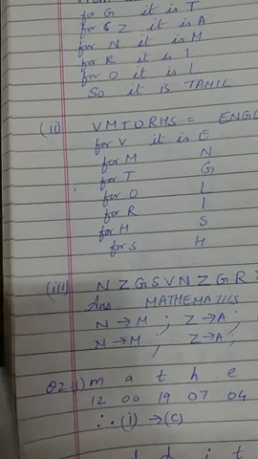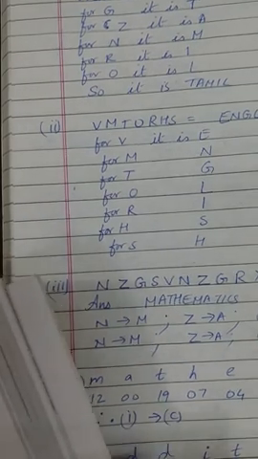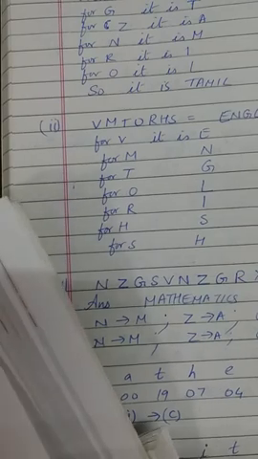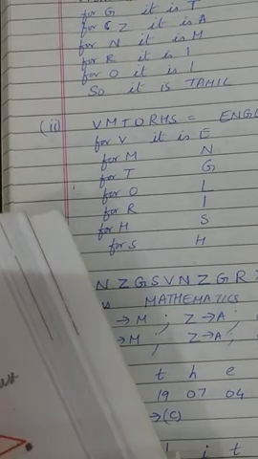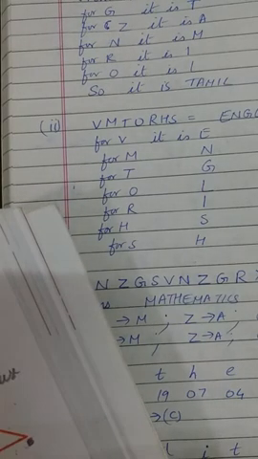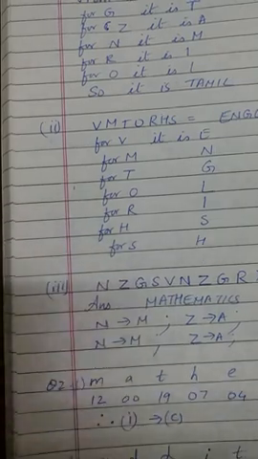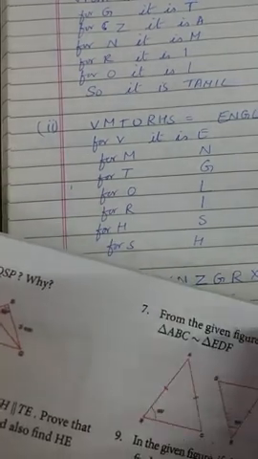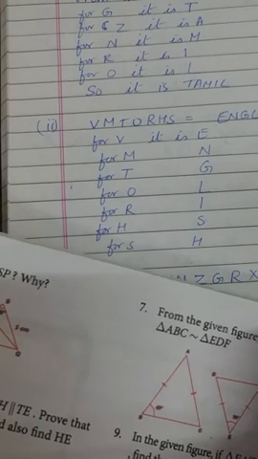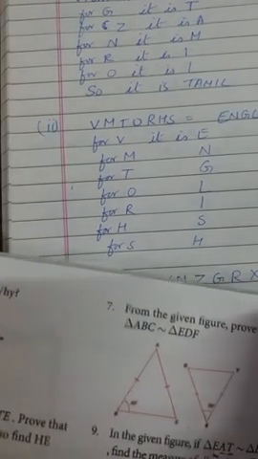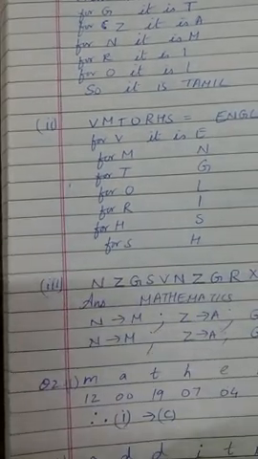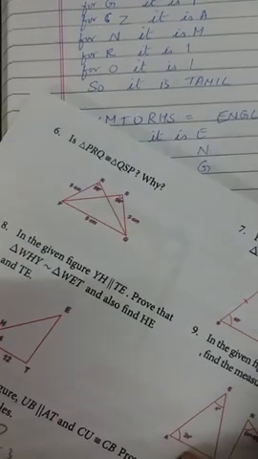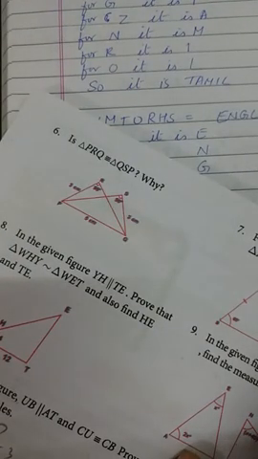Now, your homework for today. Okay, your homework for today is your exercise 5.1, that is your page number 166. 6th one, 7th one, 8th one and 9th one on page number 166.